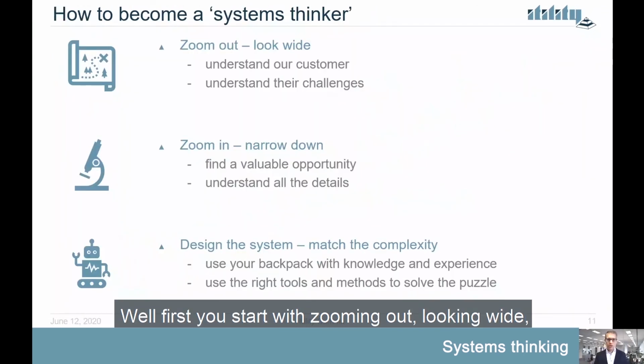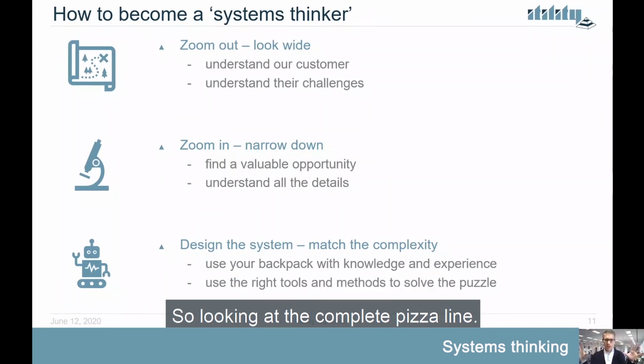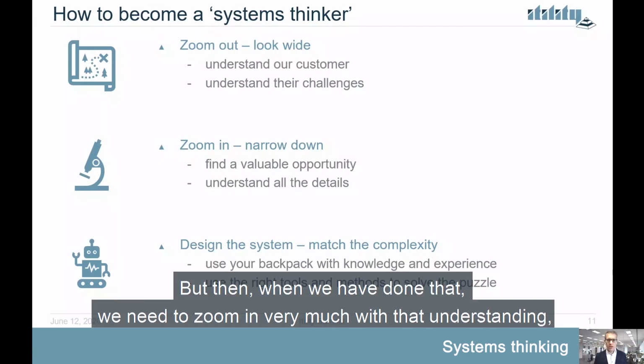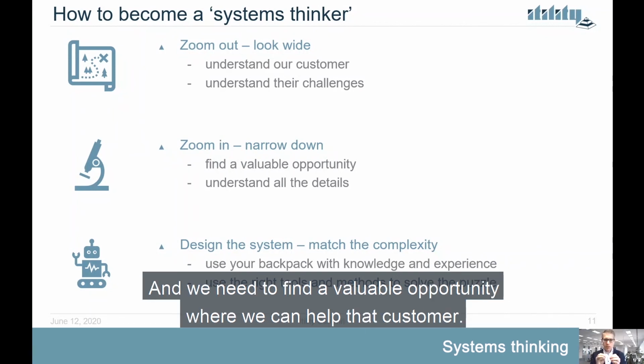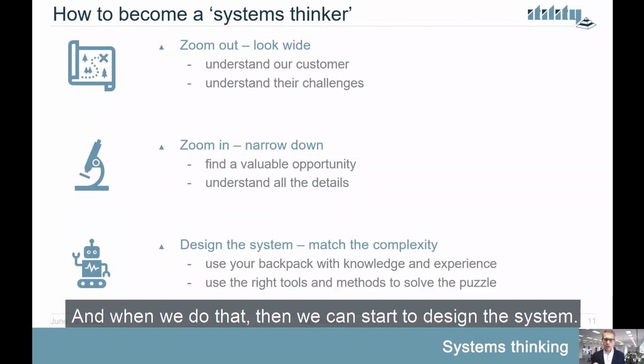Well, first you start with zooming out, looking wide, understanding our customer, understanding what their challenges are. So looking at the complete pizza line. But then when we have done that, we need to zoom in very much with that understanding. And we need to find a valuable opportunity where we can help that customer. And then we have to understand all the details. And when we do that, then we can start to design the system.